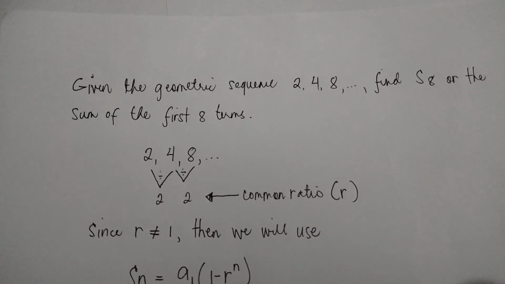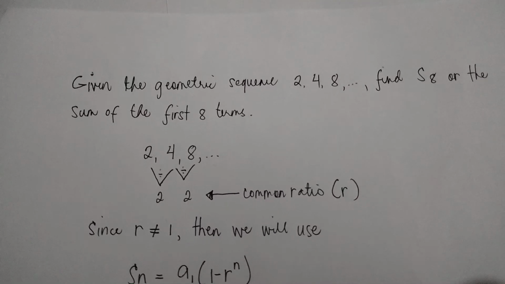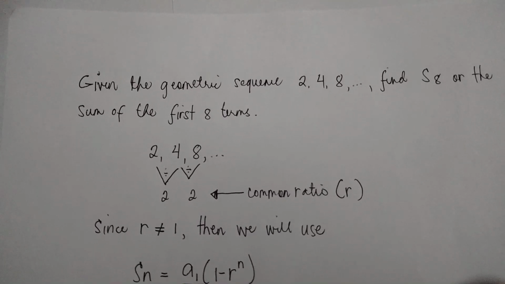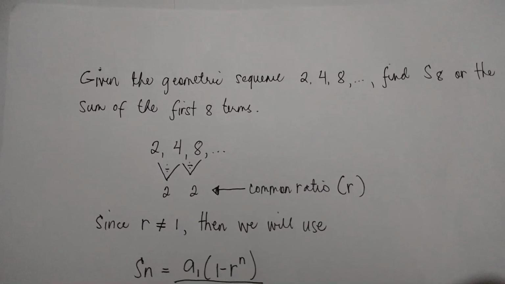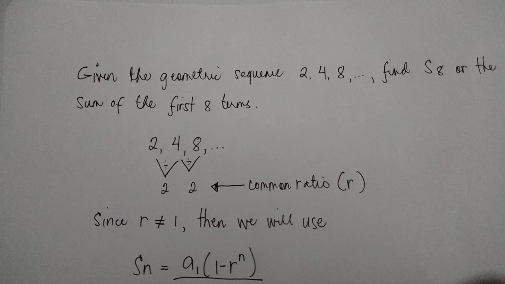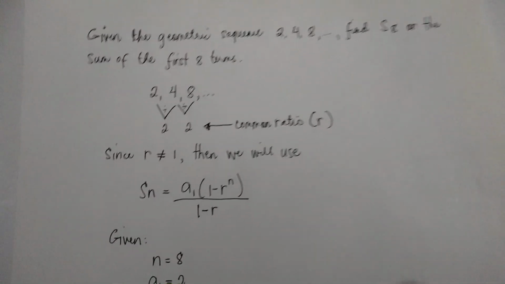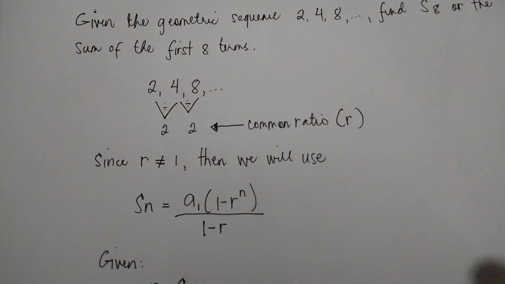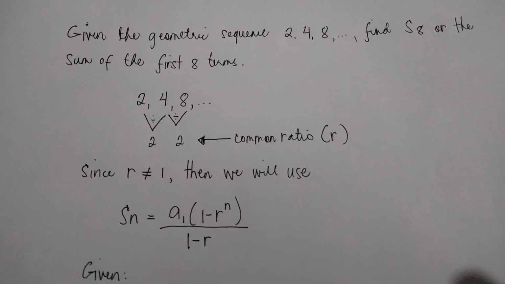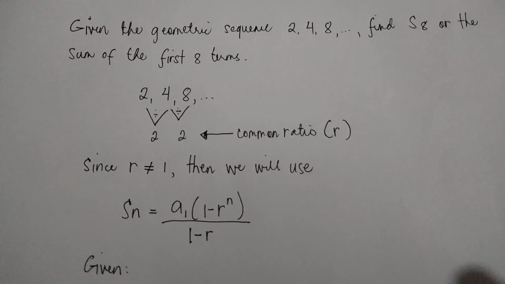4 divided by 2 is 2. 8 divided by 4 is 2. So the common ratio is 2. Since the common ratio, or r, is not equal to 1, then we will use the formula S sub n equals a sub 1 times the quantity 1 minus r raised to n, all over 1 minus r.